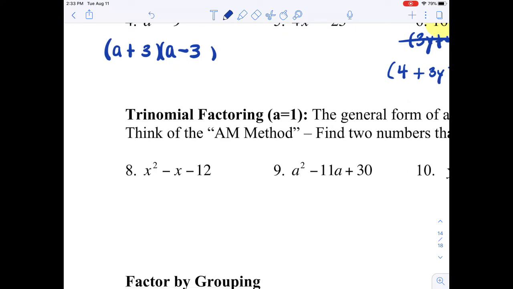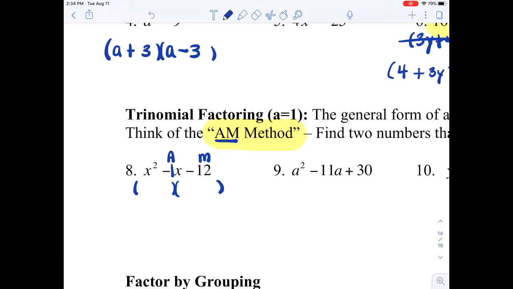When you're doing trinomial factoring, I like to refer to this as the AM method. Why is it the AM method? Well, first of all, a trinomial has 3 terms. That's what you want to check first. If that's the case, you want to find what numbers are going to multiply to your last term and add to your middle term. AM is a way of reminding you that you're adding to your middle term and multiplying to your last term. So you're going to do 2 sets of parentheses.